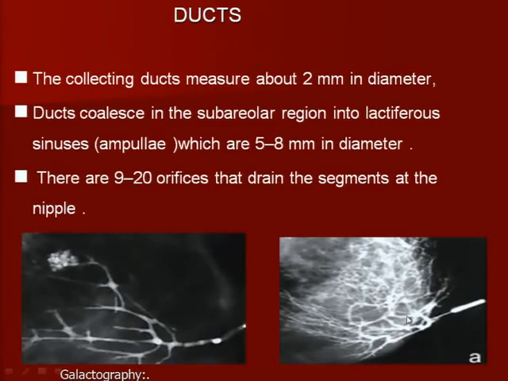This part of the ampulla is the dilated part of the duct at the end. That part can be about 5 to 8 millimeters in diameter. Sometimes you do see prominent ducts at the retroareolar area. And in the nipple itself, 9 to 20 such orifices, ducts open.